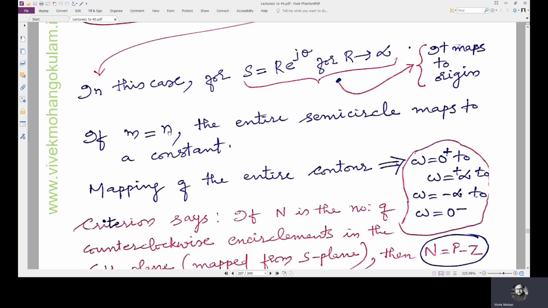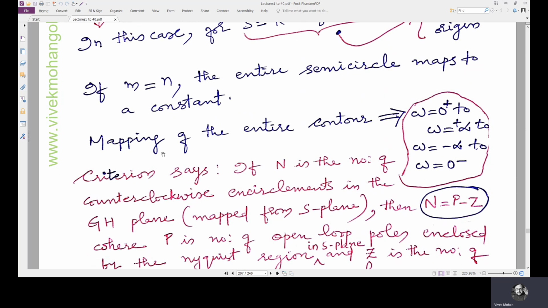Now if m equals n, the entire semicircle maps to a constant, right? The entire semicircle maps to a constant. Mapping of the entire contour, how will you map the entire contour? Omega equals 0 plus to plus infinity, to omega equals minus infinity to 0 minus. So initially we will draw for omega equals 0 plus to plus infinity, and we will take the mirror image, so we will get this also, and to get the entire contour we combine both.